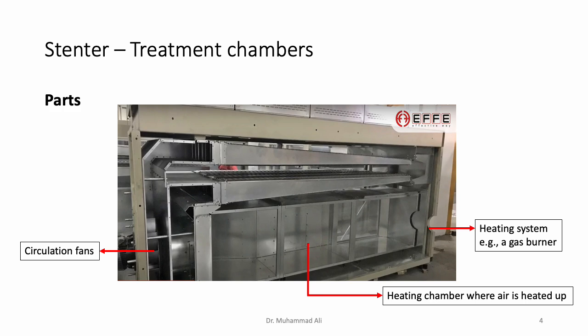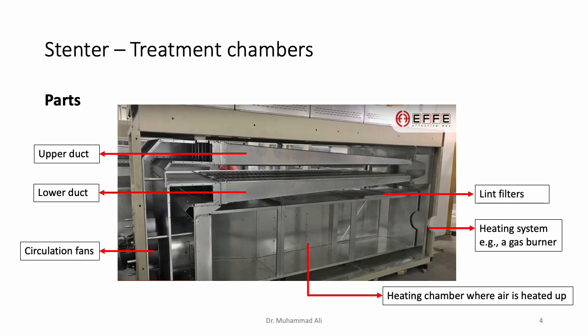Then we have circulation fans which draw the heated air from the heating chamber and pass it on to a set of ducts. We have a lower duct and we have an upper duct, and the fabric is sandwiched in between the upper duct and the lower duct. So in most cases, the process medium, that is, for instance, hot air, is blown on either side of the fabric. We also have lint filters that play an important role, as we will discuss later on.